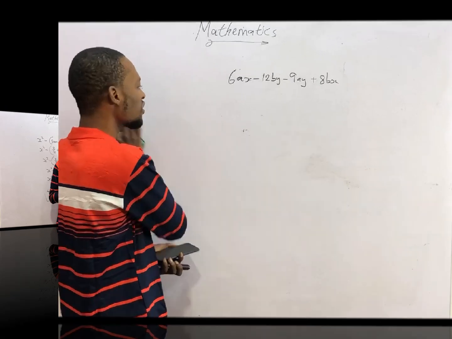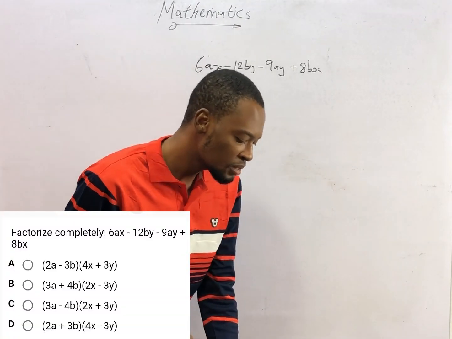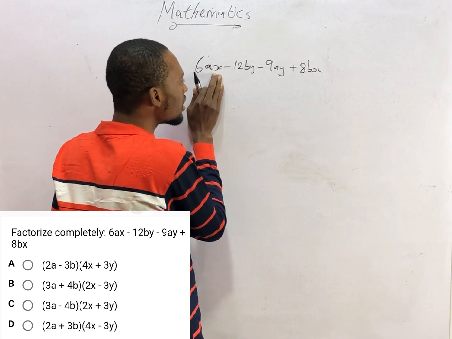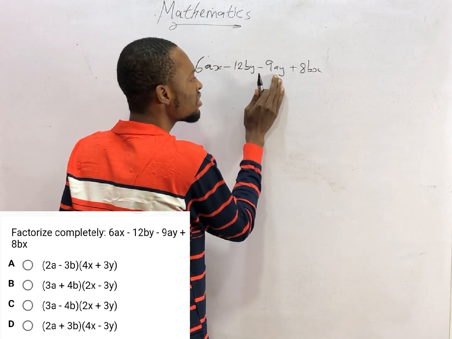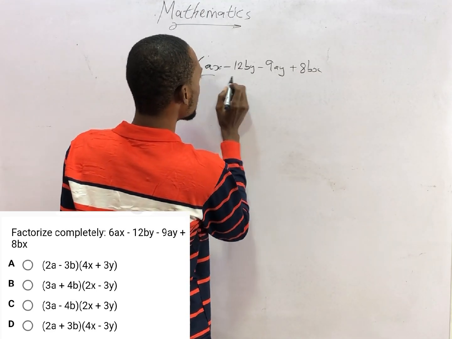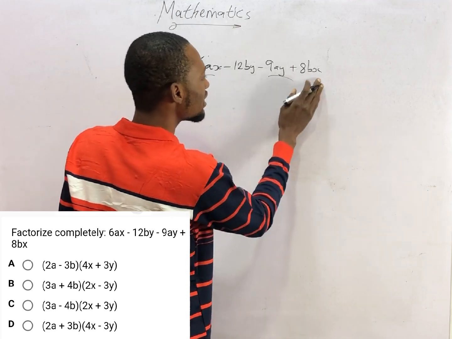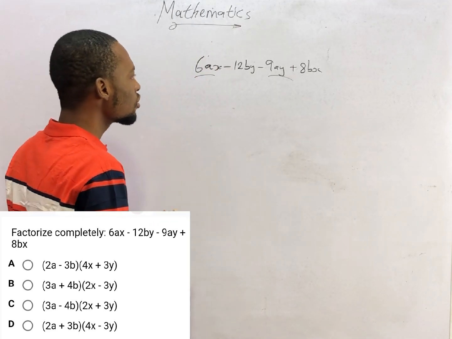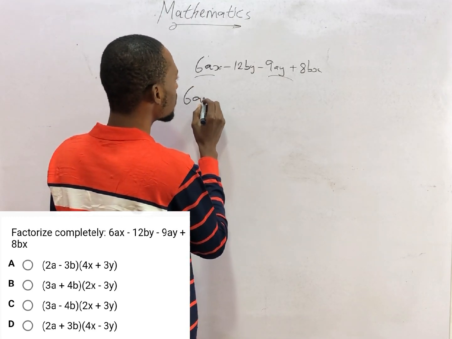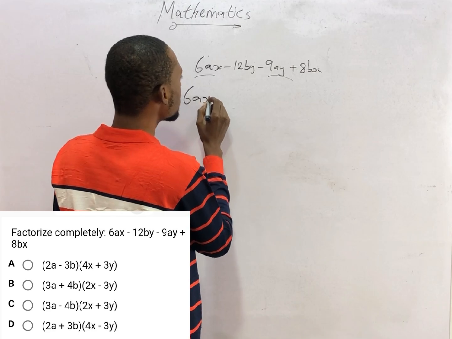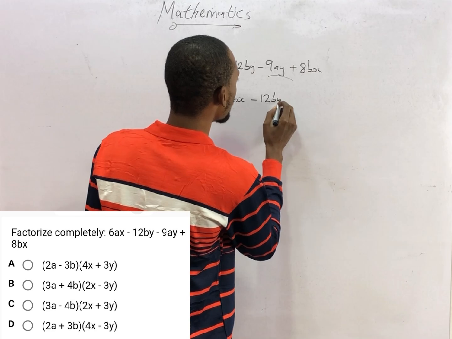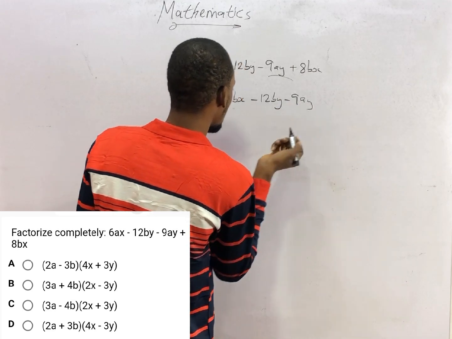And to factorize this expression, what you simply do is you look for the ones that have at least one thing in common. 6as, 12by minus 9ay and plus 8bs. So there is a here, there is a here, there is s here, there is s here. So you can choose how you wish to group them. If I am grouping this, I will say, let me bring out the ones with s in common. So 6as plus 8bs minus 12by minus 9ay.